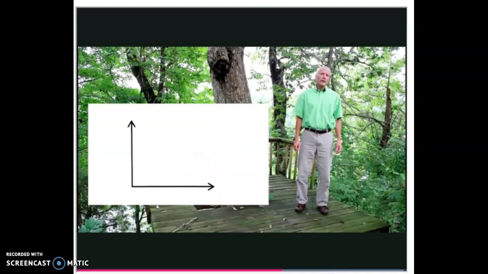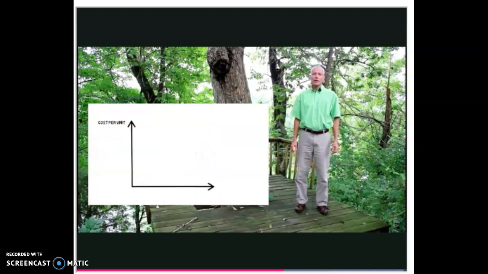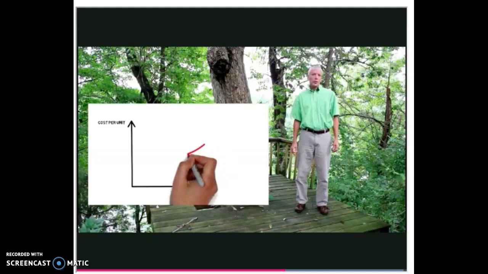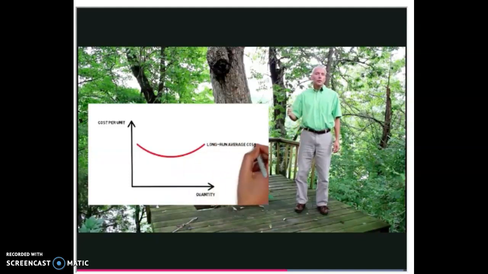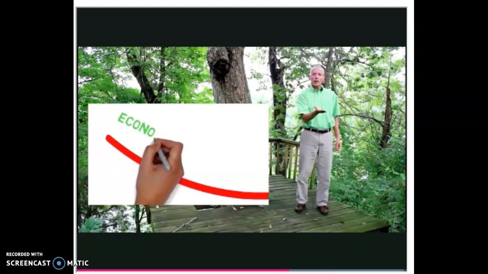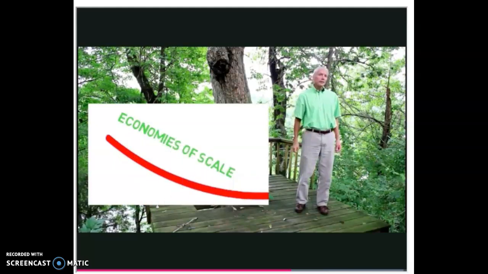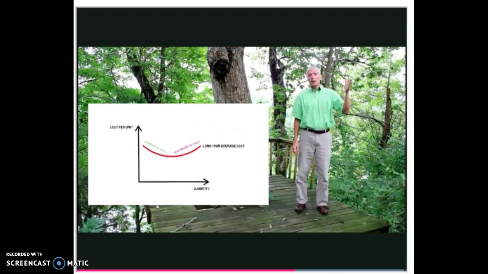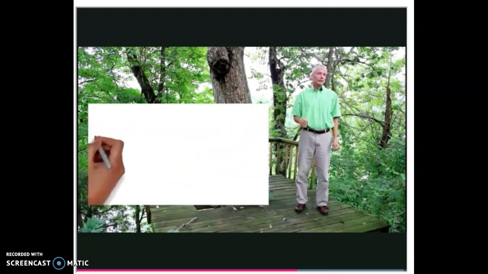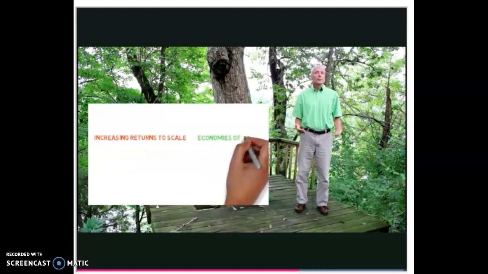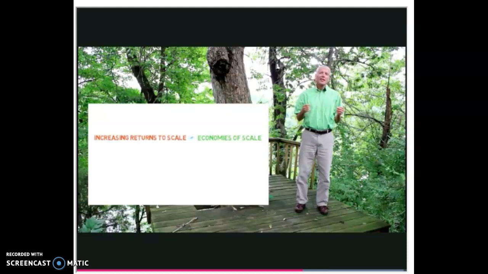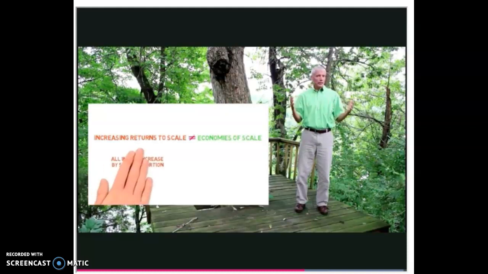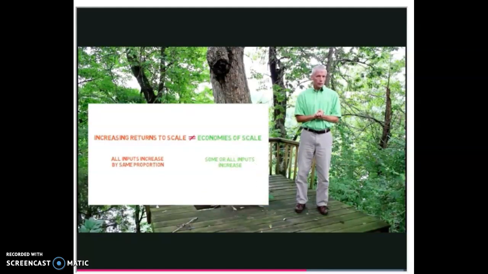Returns to scale are related to the concepts of economies of scale and diseconomies of scale. You have economies of scale if, as you produce more in the long run, your long-run average cost falls. You have diseconomies of scale if, as you produce more in the long run, your long-run average cost rises. Now, if you have increasing returns to scale, you will experience economies of scale. But when you're experiencing economies of scale, you're not necessarily increasing all of your inputs by the same proportion. So they're not exactly the same concept.